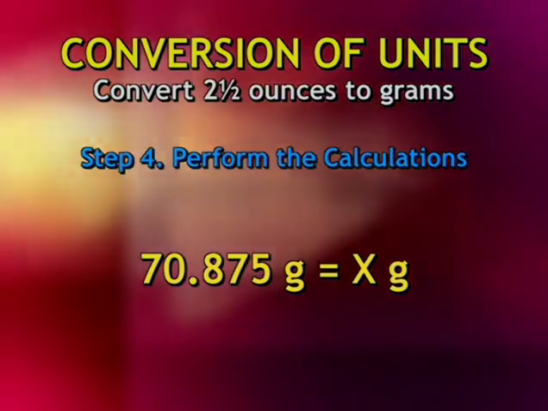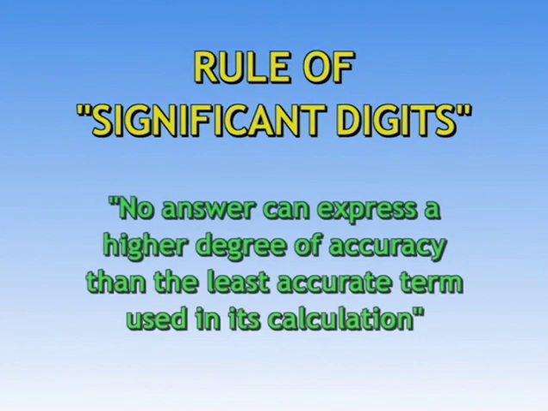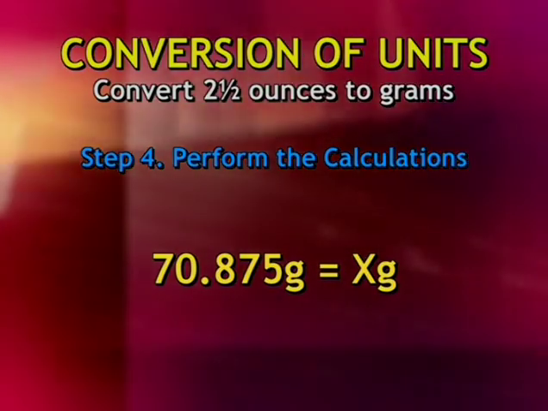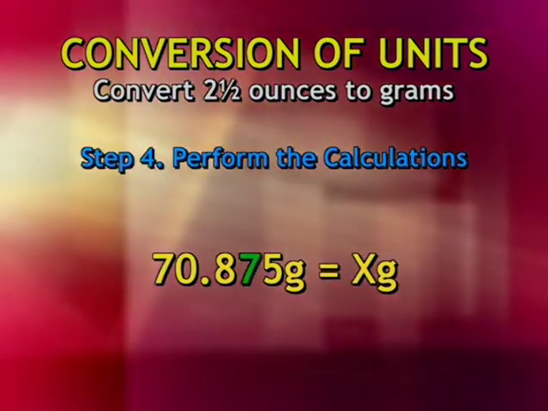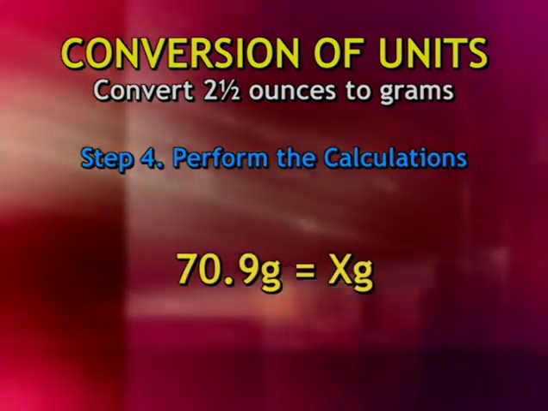However, this answer is not acceptable in the form written. It violates the rule of significant digits, which states that no answer can express a higher degree of accuracy than the least accurate term used in its calculation. The degree of accuracy can be interpreted as the number of decimal places. There is only one decimal place in 2.5 ounces. Therefore, there can only be one decimal place in the final answer. Because the number immediately to the right of the last significant digit, in the 100ths place, is greater than 5, we round up to 70.9 grams.